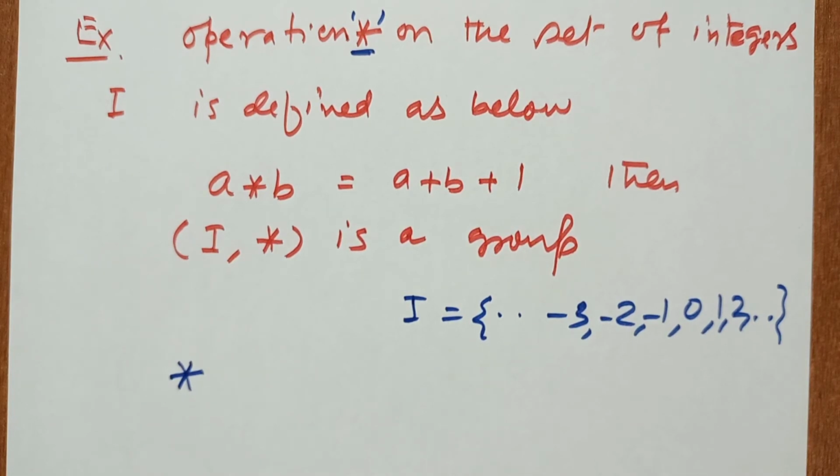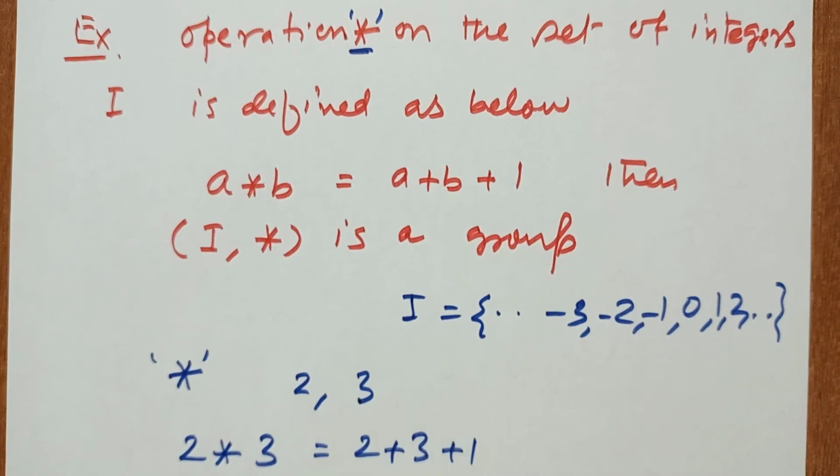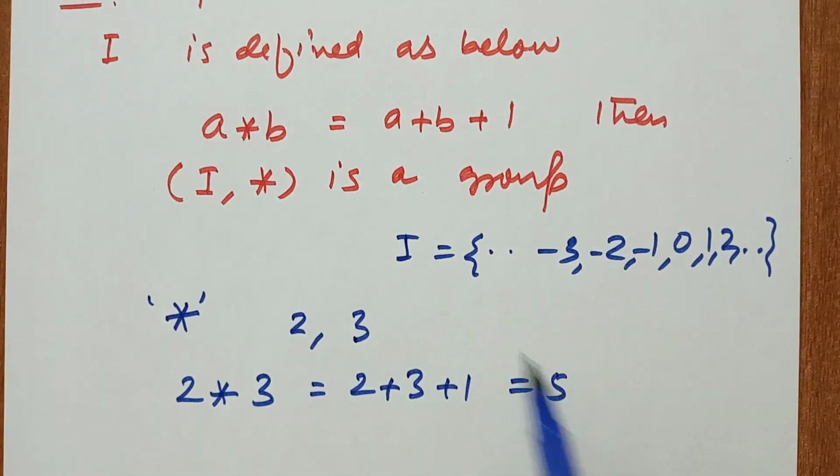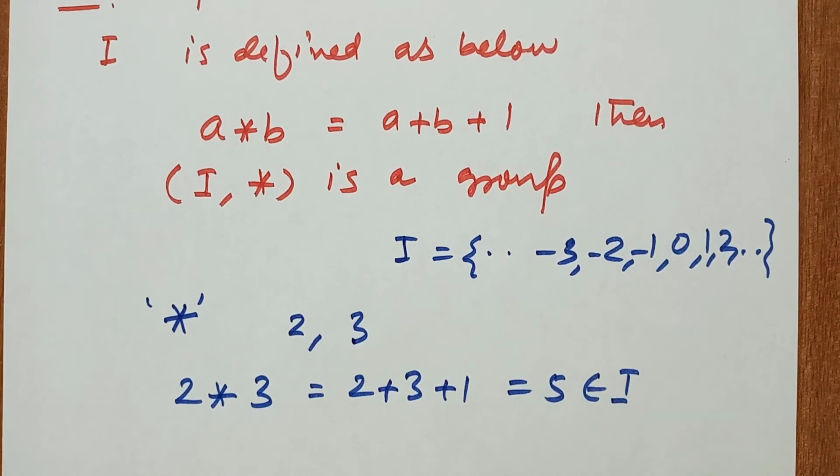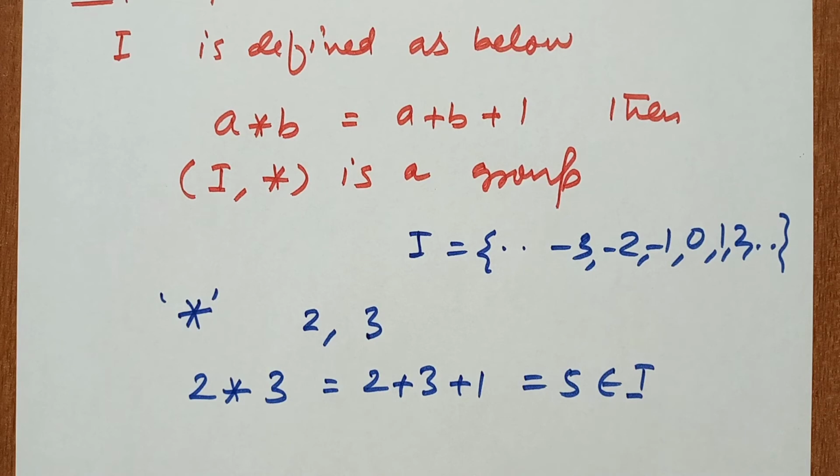Because we are very familiar with addition and multiplication, but this is a new operation. What is the meaning? It means if you take any two elements like 2 and 3, then 2 star 3 means 2 plus 3 plus 1. So this is equal to 5, and this is also an integer. If the operation is plus, 2 plus 3 is equal to 5, but here the operation is not plus, it is star.